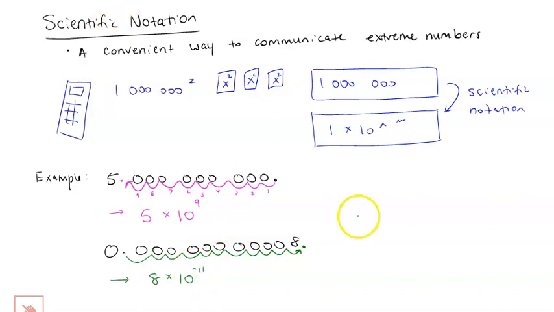And you can try this in your calculator too. So if you have a decimal, it's going to be a negative power. Try putting in a really, really small decimal, so 0.00000000642 and see what you get.